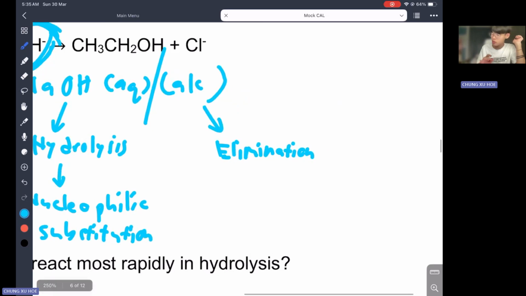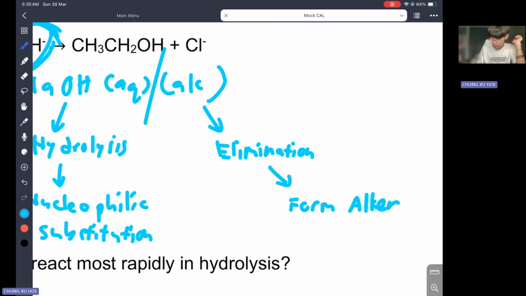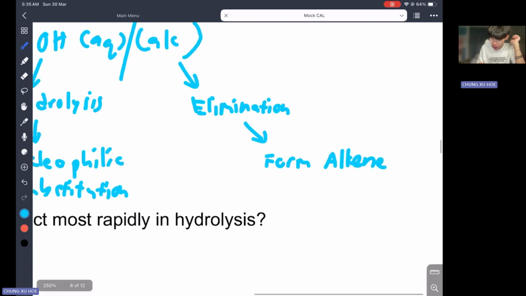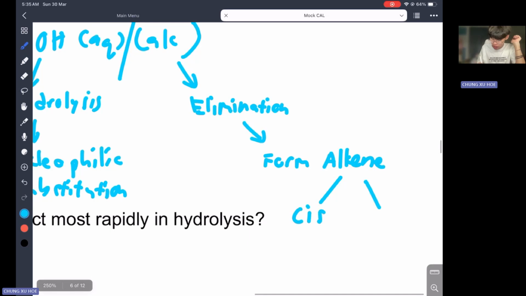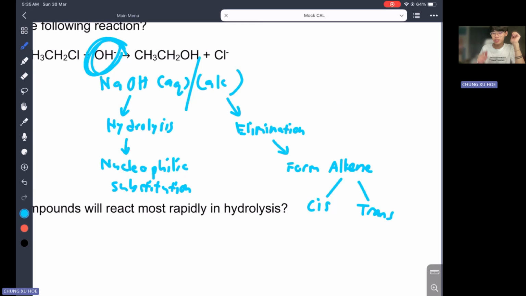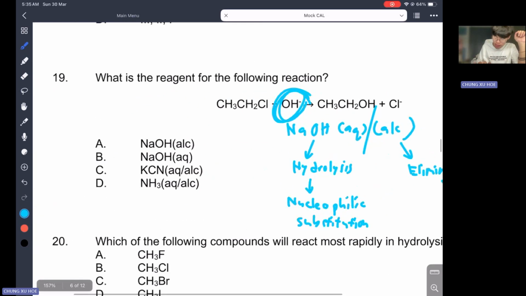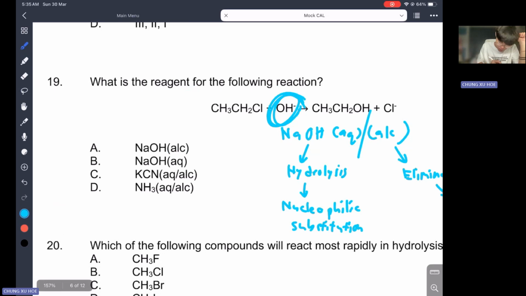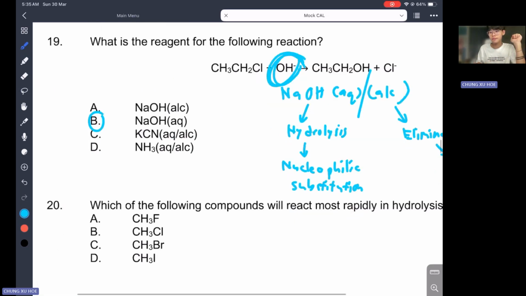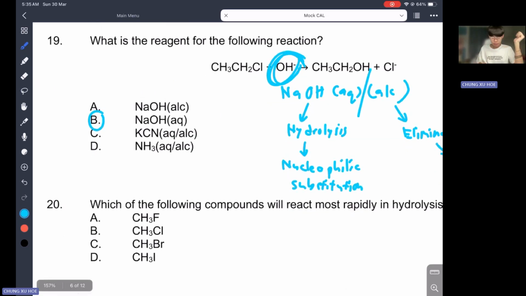And then it doesn't use nucleophilic substitution. It will give you alkene. And your alkene might appear to be cis and trans. This is what I know, and I'm going to put it out for you. So in this case, it's in your equation, right? NaOH aqueous. Okay. Last question.